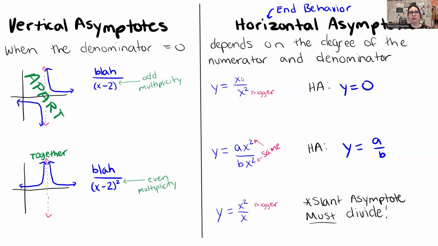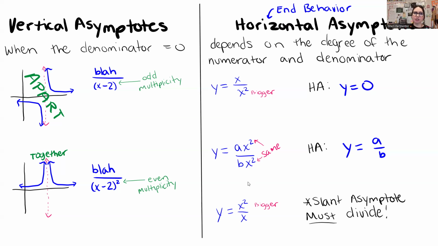And so what I'm looking at is the degree. As long as you've got a higher degree on the bottom, your horizontal asymptote is y equals 0. Also, your vertical asymptotes will always be x equals equations. Your horizontal asymptotes will be y equals equations.